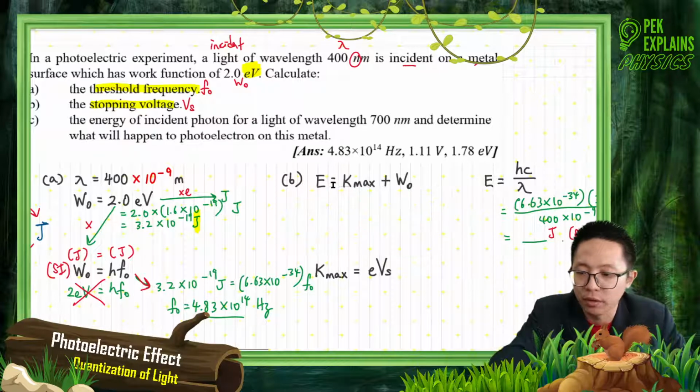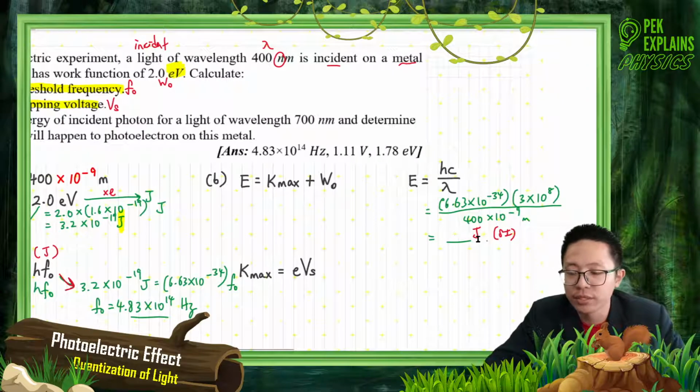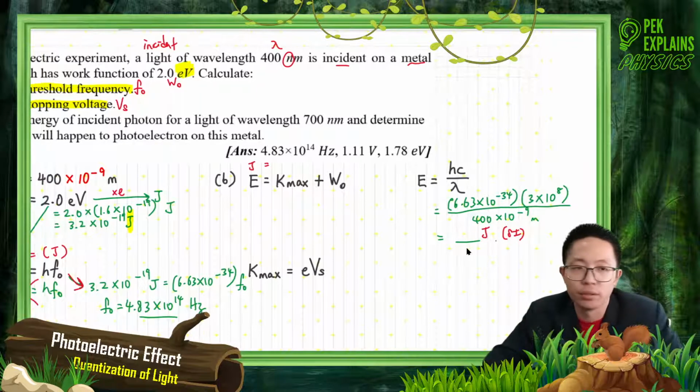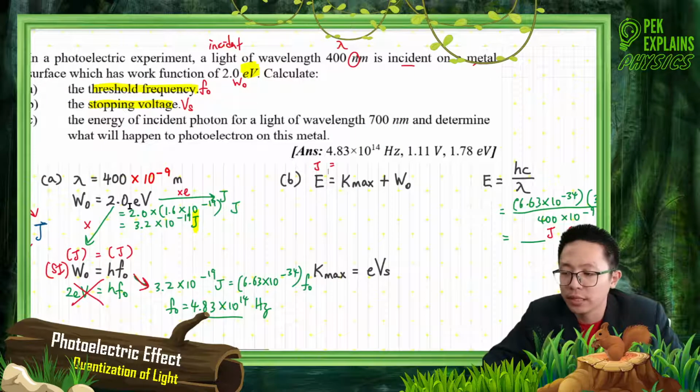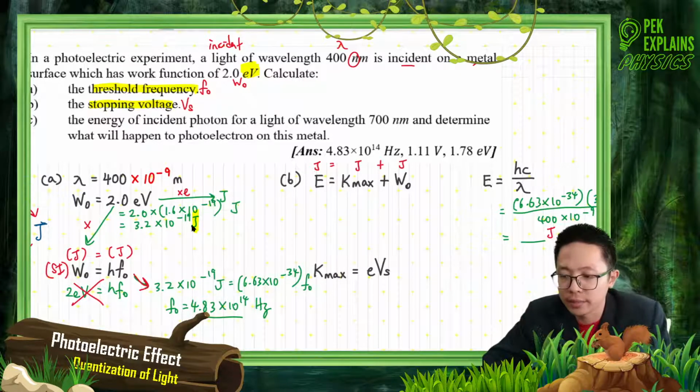I will just rub this off. So now my answer for energy is in joule. Since this one is in joule, I just use the energy in joule. So my work function, I also use the one in joule. So the kinetic energy I get is surely in unit joule. Understand? I don't know what answer I got for my energy, but you can calculate yourself. And then Kmax plus work function, the work function using the one in joule.